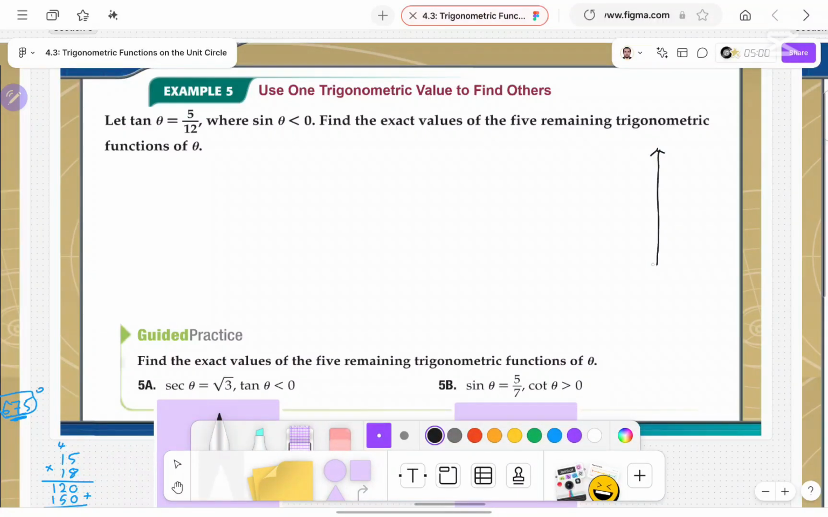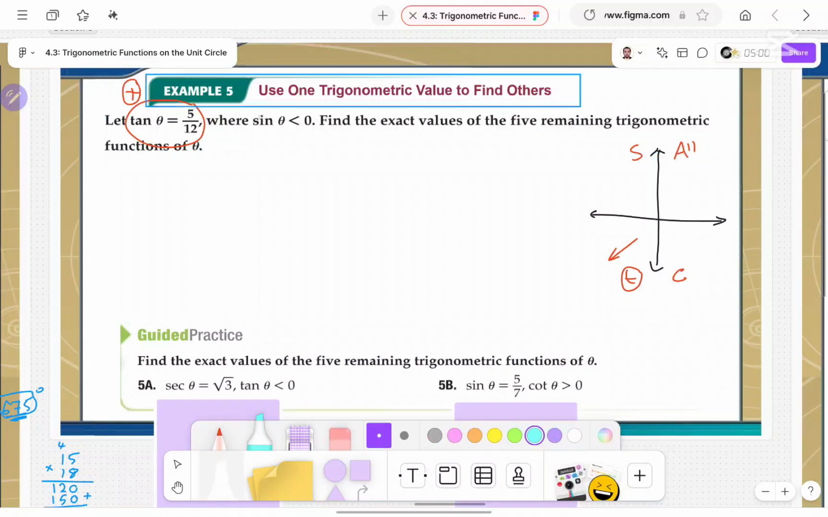So y and x. Now it's saying tan theta is equal to 5 over 12, and tan theta here is positive. Because this one is positive, in which quadrant is tan positive? I know that all students take calculus, so tan is positive in quadrant 3, right? But before you decide it's quadrant 3, you need to use the rules given here. Sine theta is less than 0.